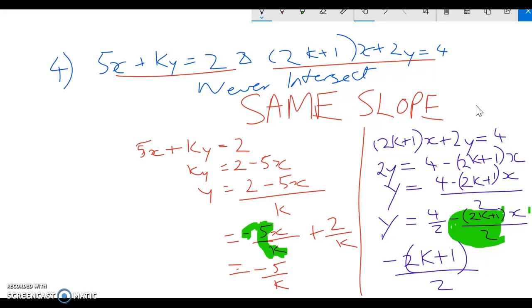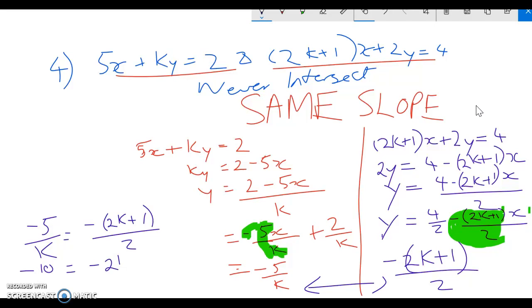So how am I going to solve that? Well, I'm going to equate these slopes now. I'm going to get negative 5 on k is going to equal negative (2k plus 1) all over 2. And then I'm going to cross multiply. I'm going to get negative 10 equals negative (2k plus 1) times k. Alright. Now I've got to multiply through. It's going to be negative 2k squared plus k.